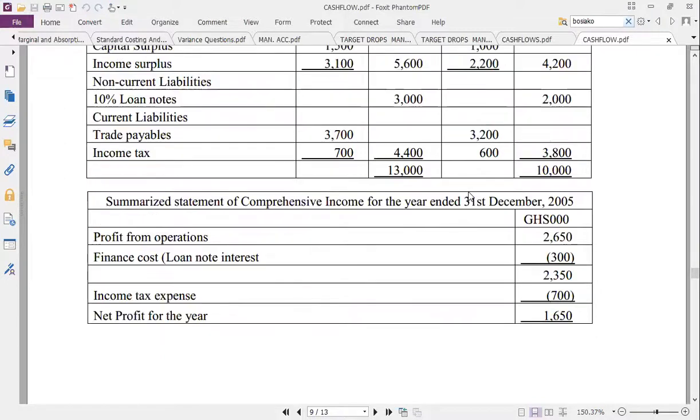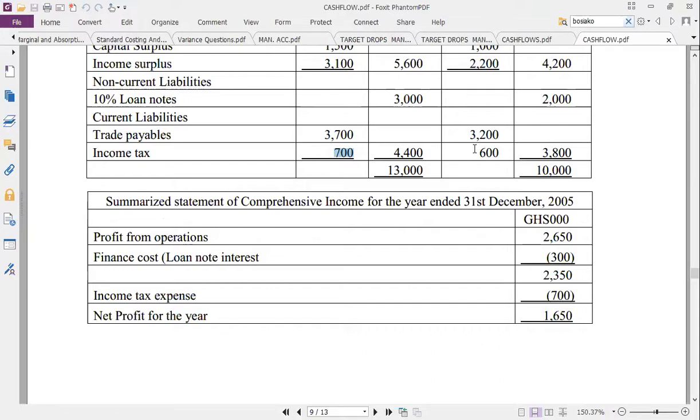If you're looking for income taxes among the current liabilities, you can see open balance is 600 and closing balance is 700. Then you go to your income statement. This is the summarized statement of comprehensive income for the year ended 31st December 2005. Then you pick the income tax expense, which is 700. So you add it and subtract the closing balance of 700. It confirms that the only tax they paid is 600, which is the 2004 tax. And that was the note they are telling us.